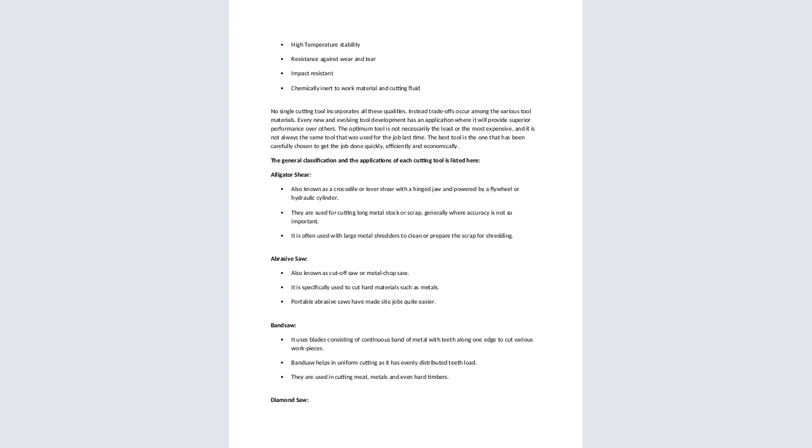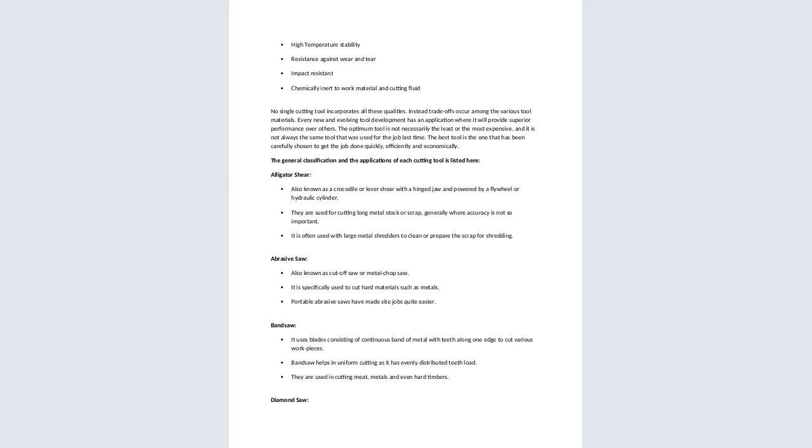Another one is resistance against wear and tear. That is, the cutting tool should not be easily worn out, or deteriorate in a short period of time, or tear. Another one is impact resistance, and then being chemically inert to the work material and cutting fluid. So no single cutting tool incorporates all these qualities. Instead, trade-offs occur among the various tool materials. Every new and evolving tool development has an application where it will provide superior performance over others.